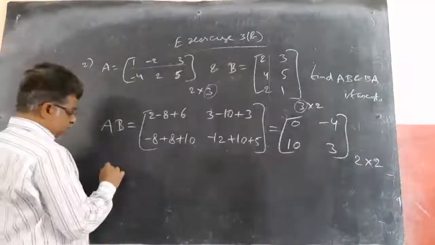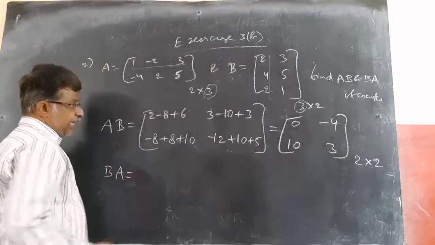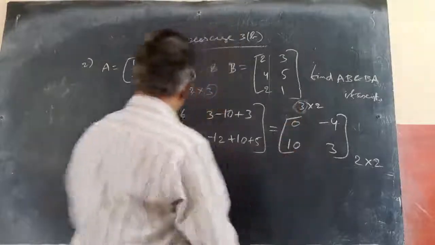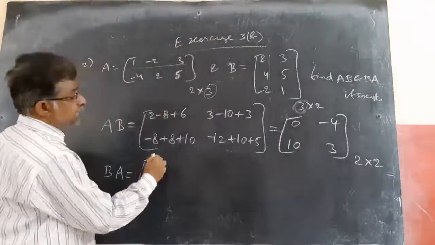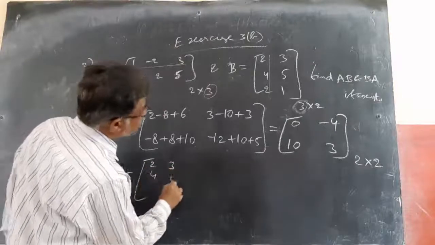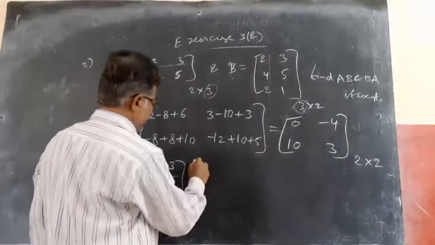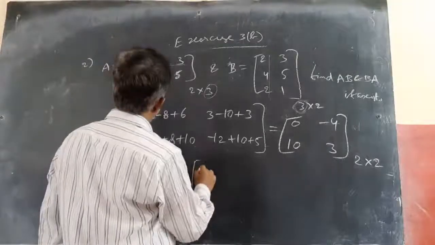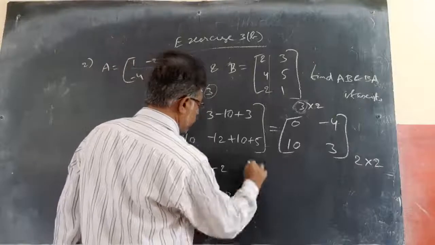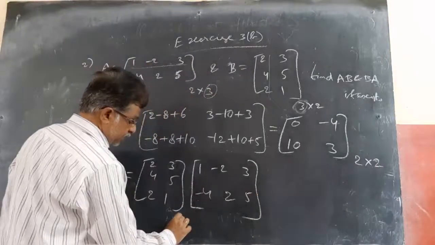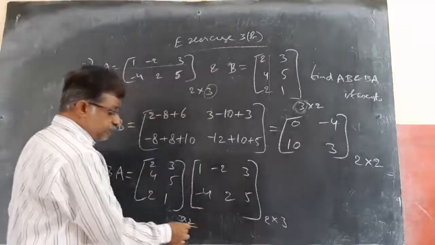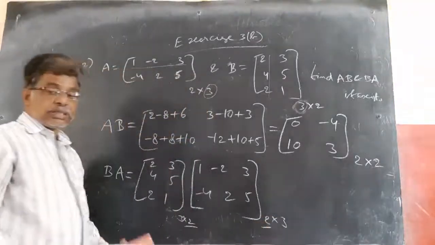Next, BA, if it exists, is asked. What is BA? Here B is the first matrix, which means we write one beside the other like this: 2, 3, 4, 5, 2, 1, into 1, minus 2, 3, minus 4, 2, 5. We need the multiplication of these two. The size of this is 3 by 2, but the size of this is 2 by 3, so the number of columns in the first matrix equals the number of rows in the second matrix.